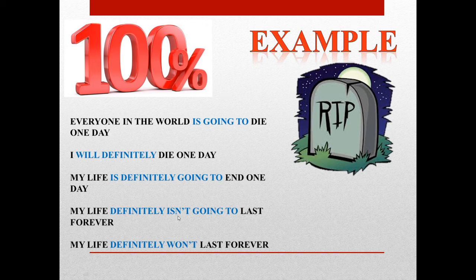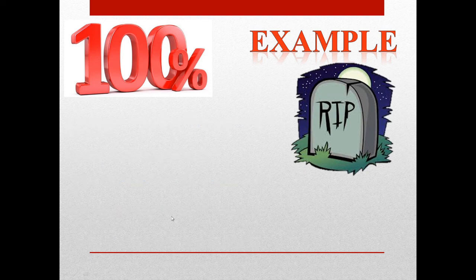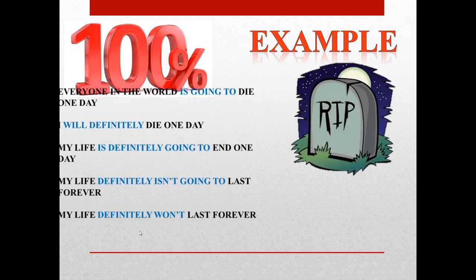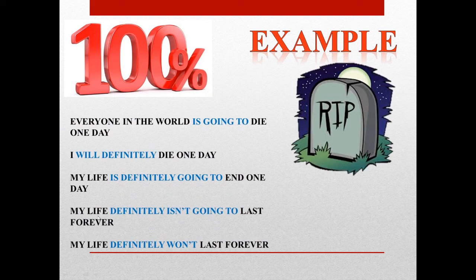But what happens with the contraction? As I told you in the previous examples, the contraction is always going to be after the adverb. In this case, the adverb is definitely. My life definitely isn't going to last forever. Do you notice it? Yes, right. It's really simple to understand.